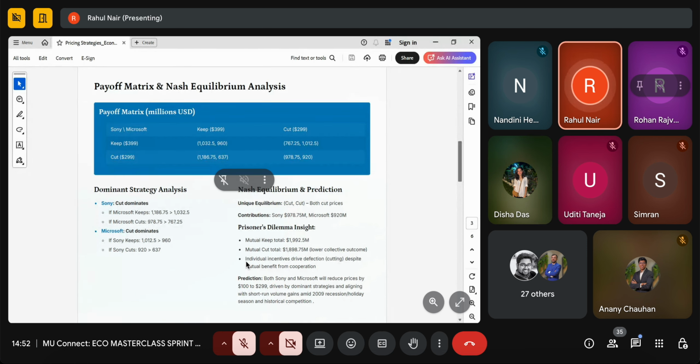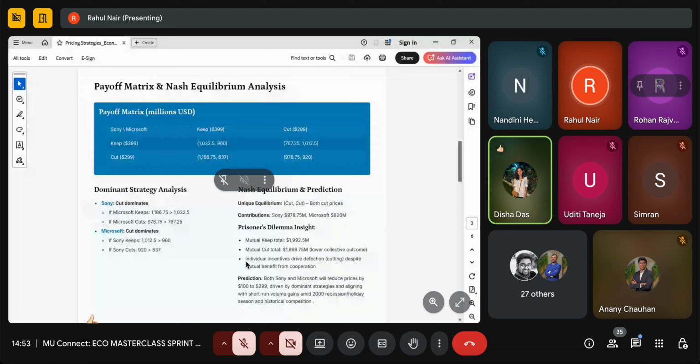Right. So this would be the best position in which both of them would be better off. But then it can happen that Microsoft can slash its prices to $299. That would be followed by Sony slashing its prices again to $299. So the Nash equilibrium here would be 978.75 and 920. Right? Clear, everyone?